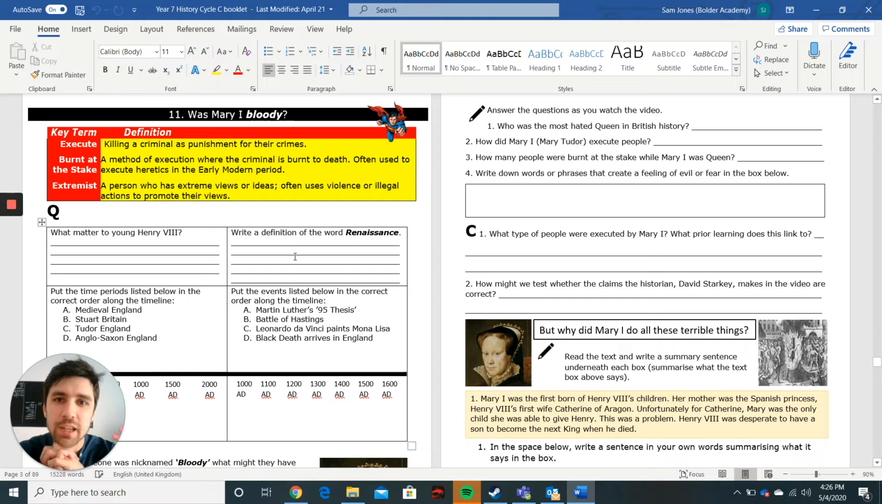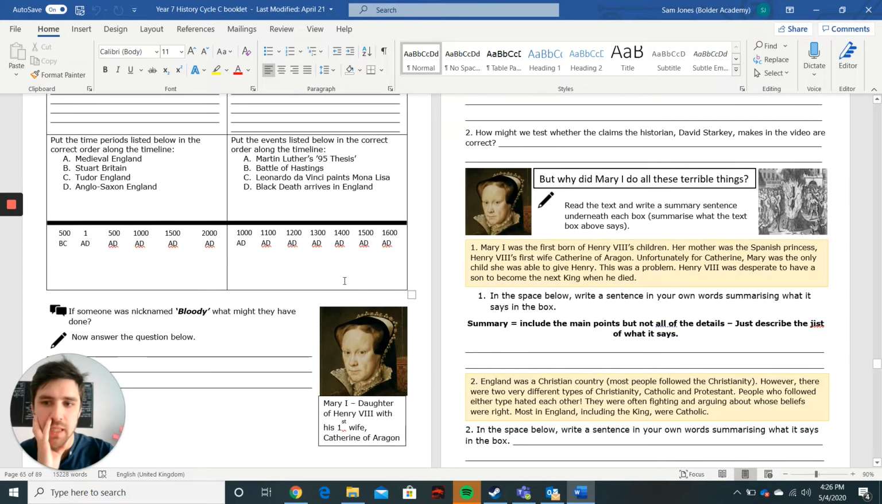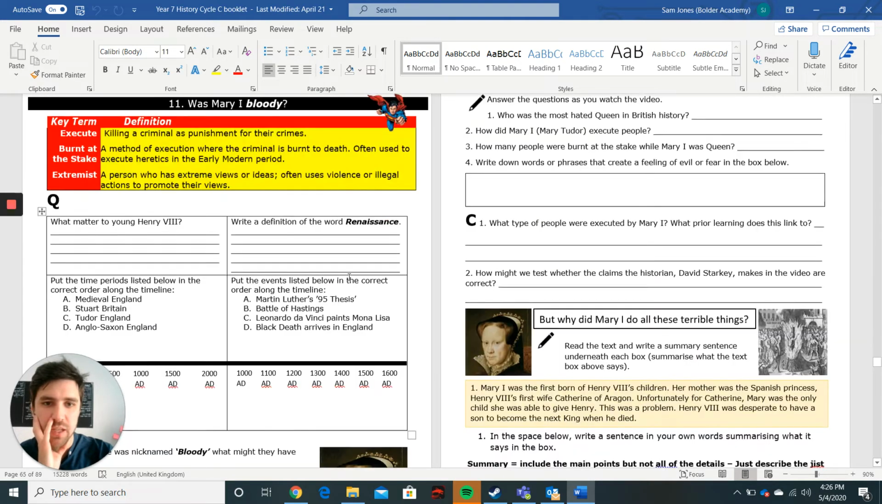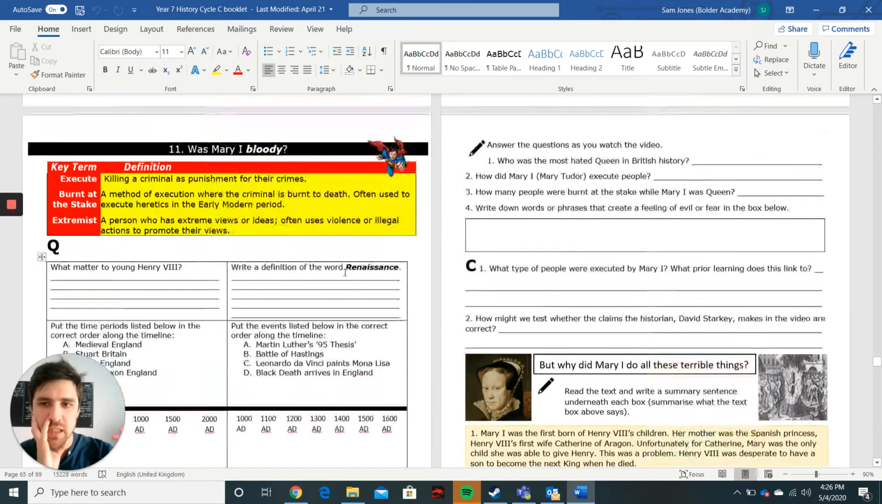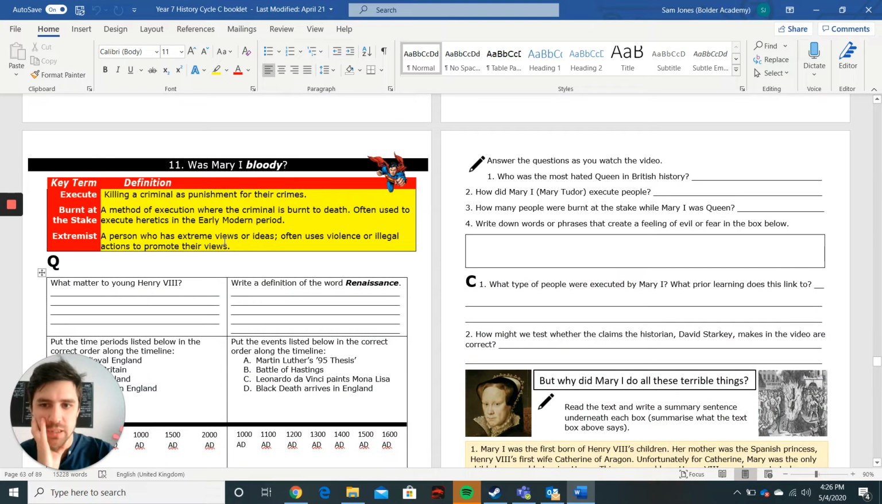So after telling you to go and look at your knowledge organizer for the word heretic, I realized that it's not actually there. However, if you go back and look at the earlier lessons, you did this lesson a couple of weeks ago, was Mary the First Bloody. We did actually have a think about what that word heretic means. And it's actually quite similar to an extremist, a person who has extreme views or ideas and often uses violence or illegal actions to promote their views.